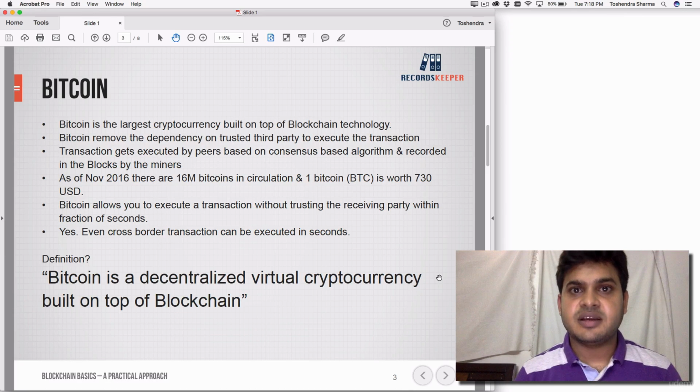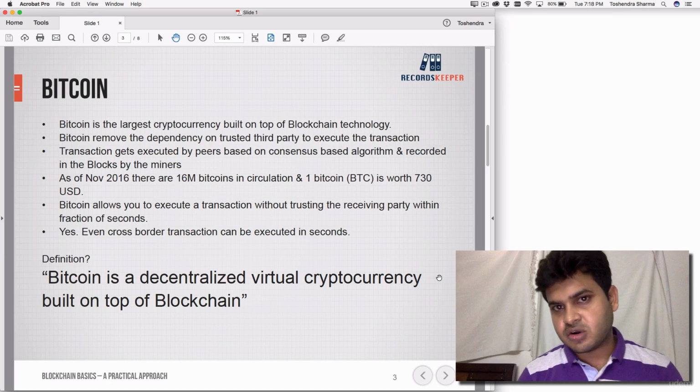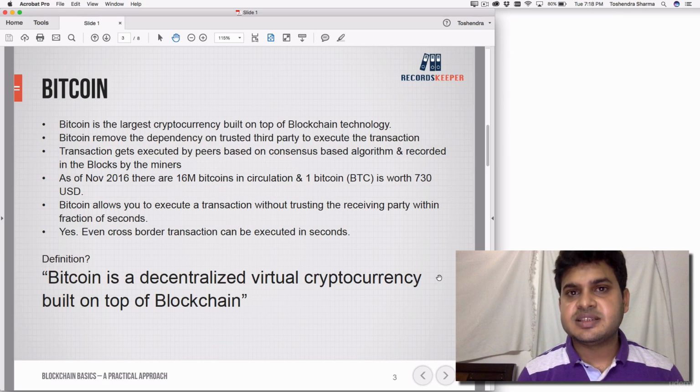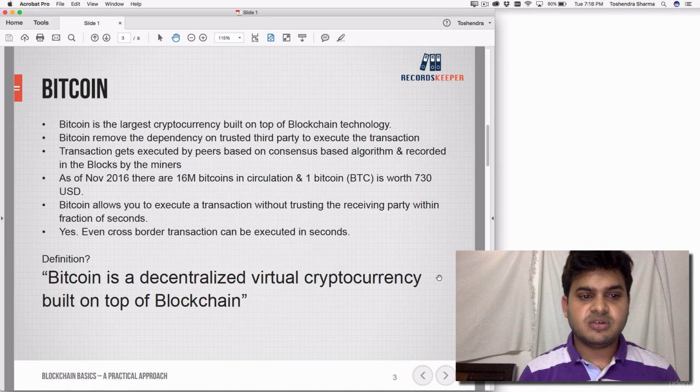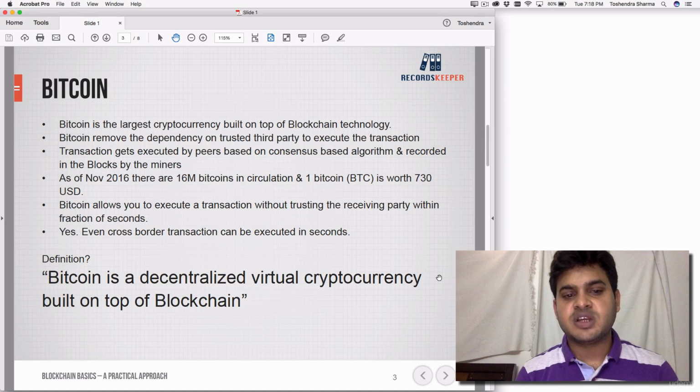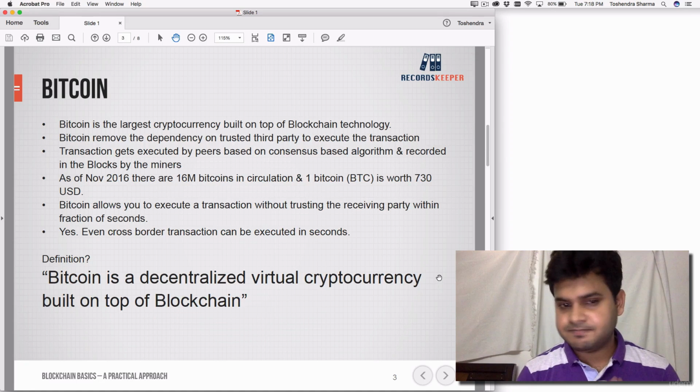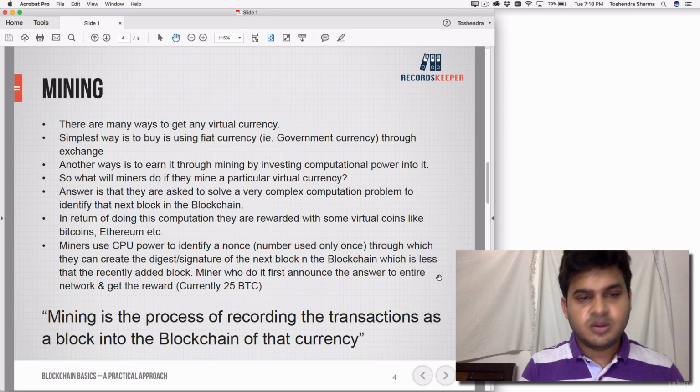You can even claim it. You can prove that person has received the amount. And yes, even the cross-border transaction can be executed in seconds, unlike days. So here's our definition: Bitcoin is a decentralized virtual cryptocurrency built on top of the blockchain. Very simple. What is mining?